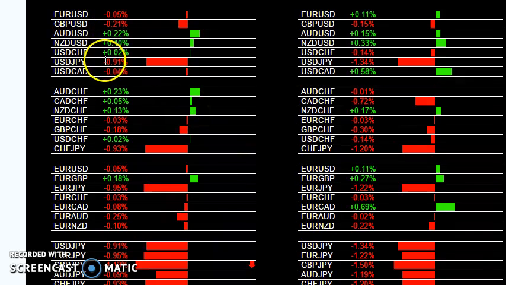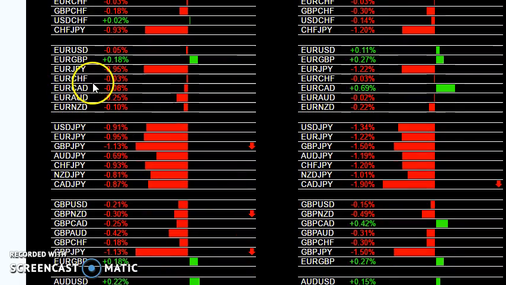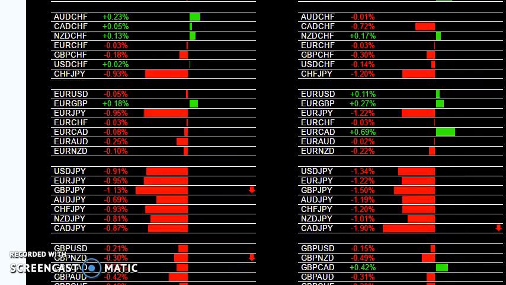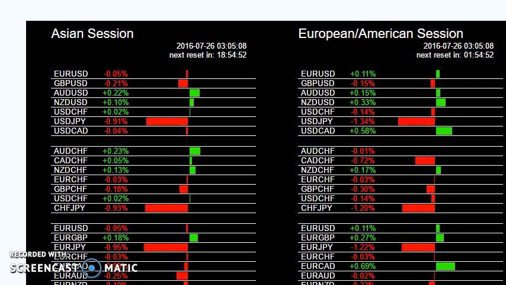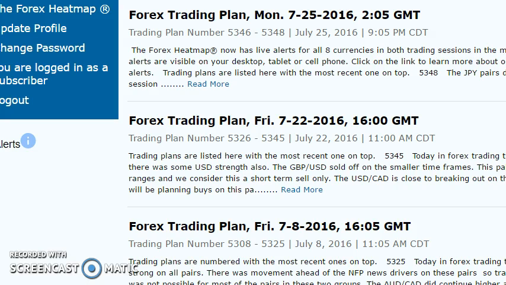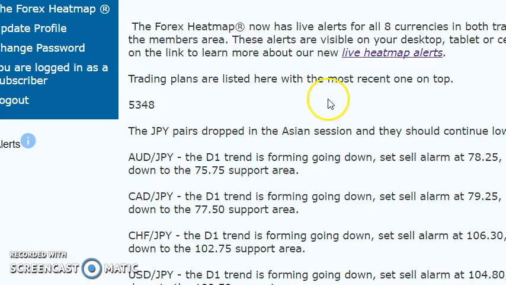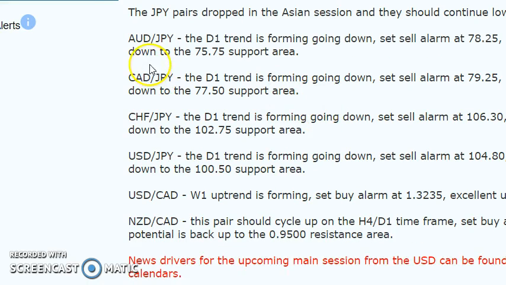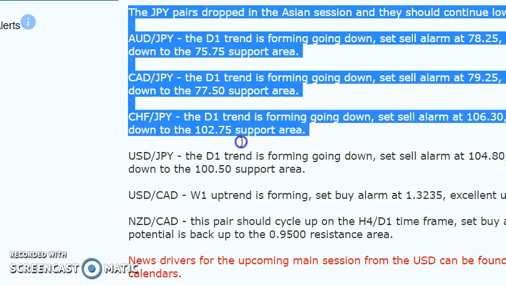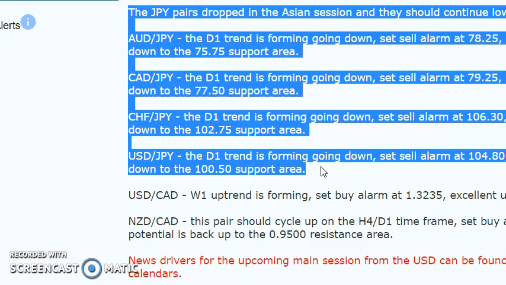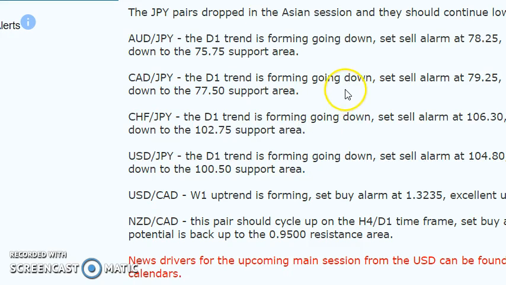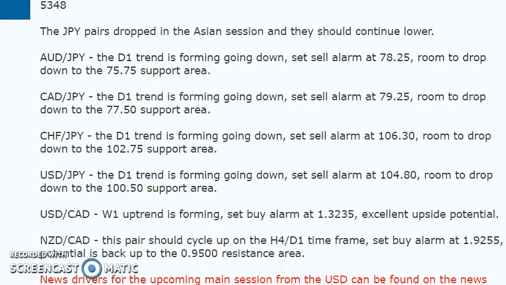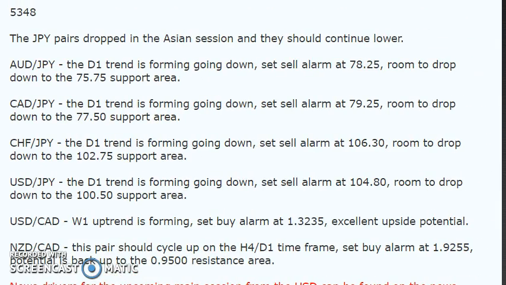If all 7 US dollar pairs or Swiss franc pairs or euro pairs are all pointing the same way on the trends of the market, we'll issue trading plans for those. As you come back to the trading plans now, you can see that all of our trading plans are for selling the Japanese yen pairs, and they all sold off. That's because all the trends are pointing down, and the major trends are pointing down too, along with the H4 and D1 time frames.